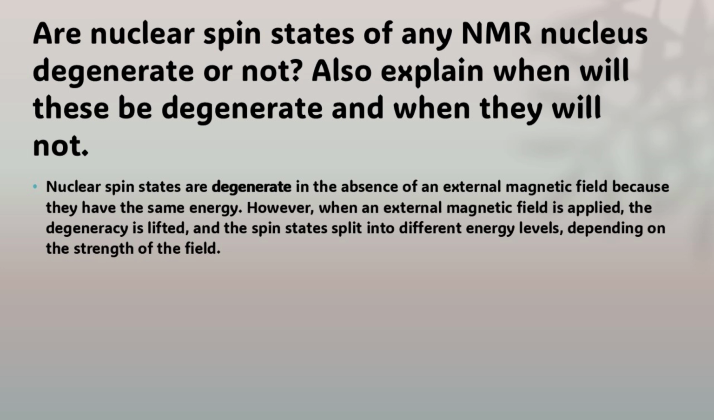Nuclear spin states of the nuclei having non-zero values of the magnetic spin quantum number will be degenerate in the absence of an external magnetic field because they will have the same energy. However, when an external magnetic field is applied, the degeneracy is lifted and the spin states split into different energy levels depending on the strength of the field.